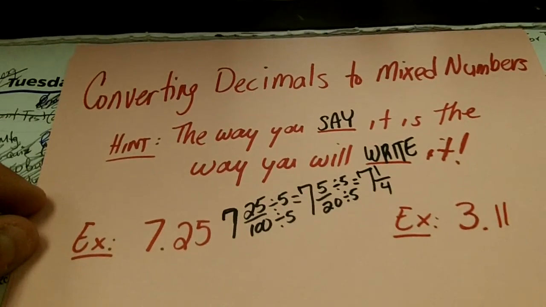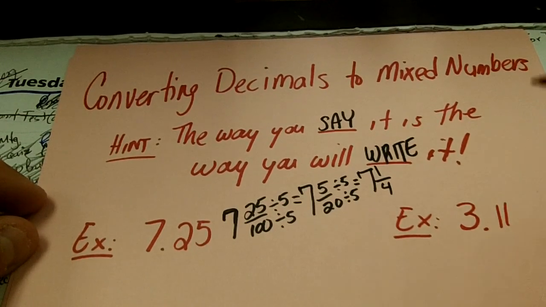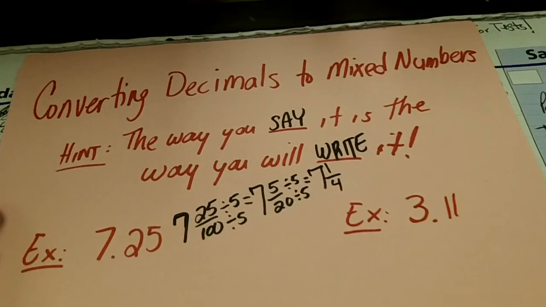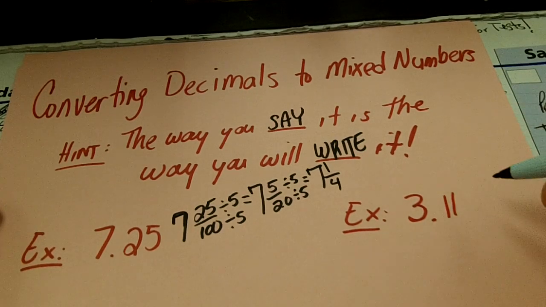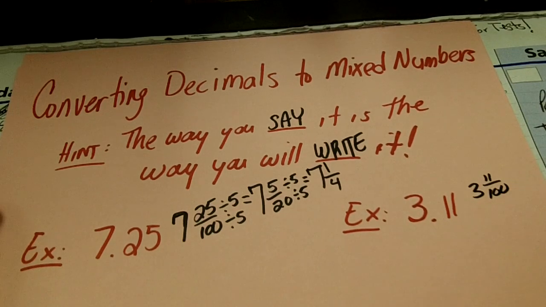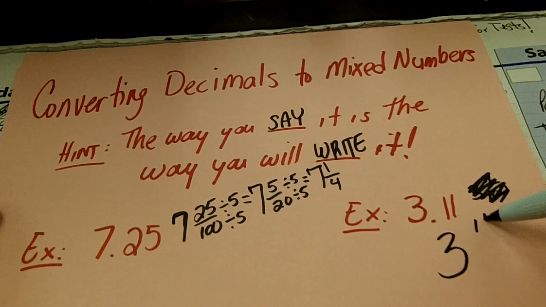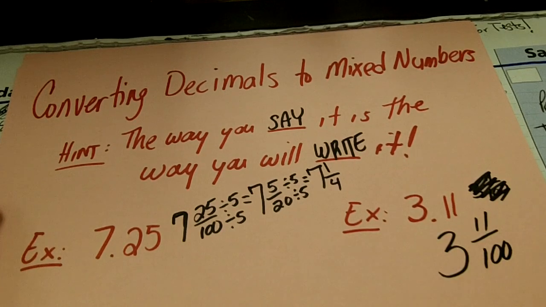Okay. Alright, looking at the other example, we have 3 and 11 hundredths. The way you say it is the way you write it. So I'm going to write this as 3 and 11 hundredths. I know that's a little small, so let me erase that. I'll just write it again real big. 3 and 11 hundredths. I don't see any common factors between 11 and 100, so I'm going to leave that alone and call that simplest form.